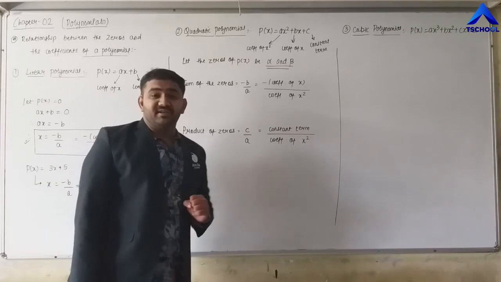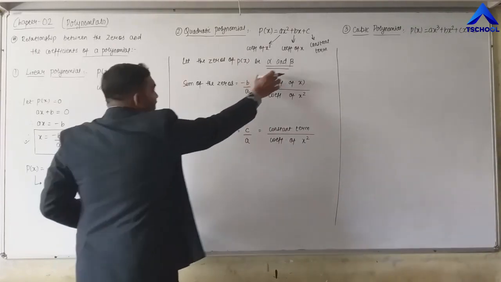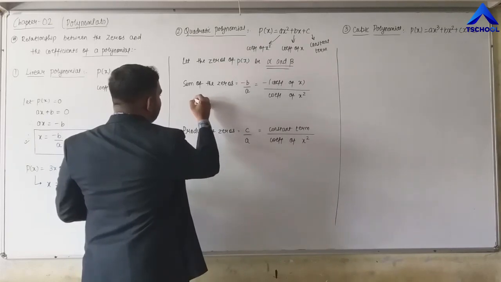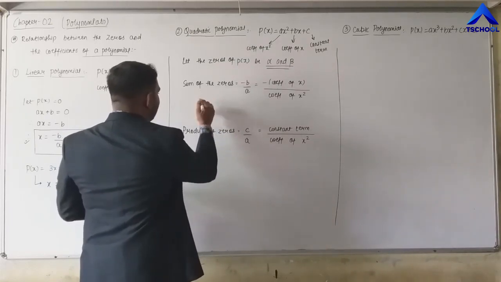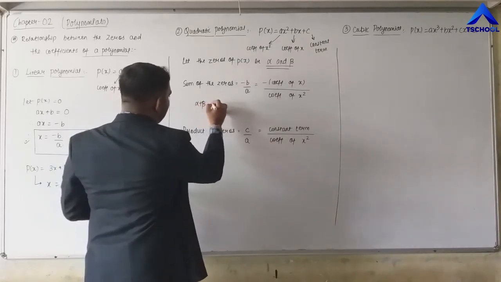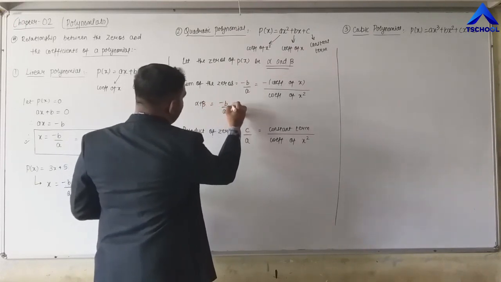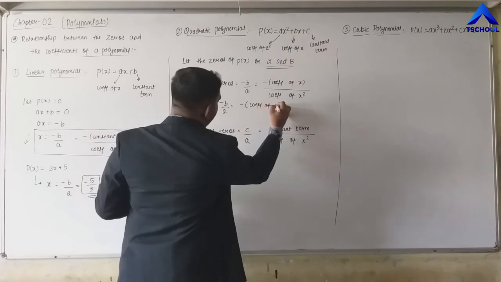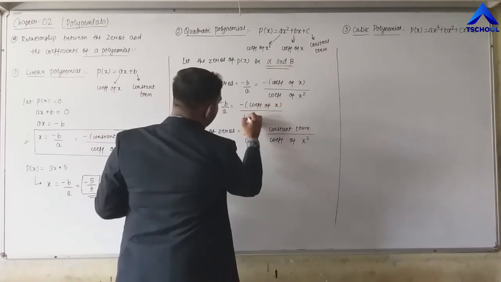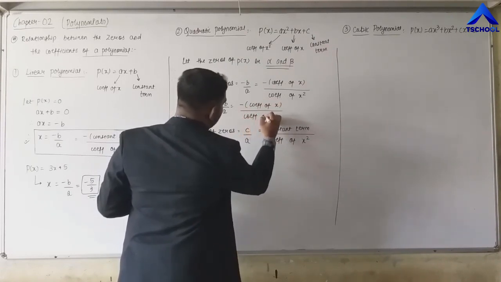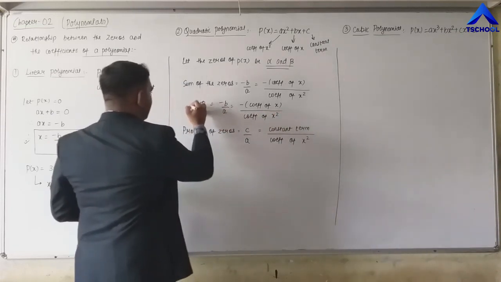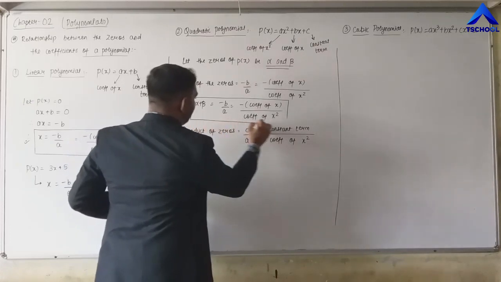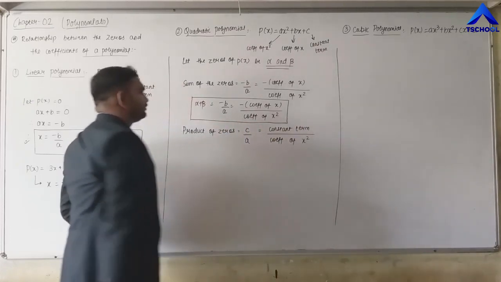Now if it is written as the sum of the zeros, then we have the zeros as alpha and beta. The sum of the zeros is represented as alpha plus beta equals minus b upon a, which equals minus the coefficient of x upon the coefficient of x square. Right? So that is the first relation of a quadratic polynomial.